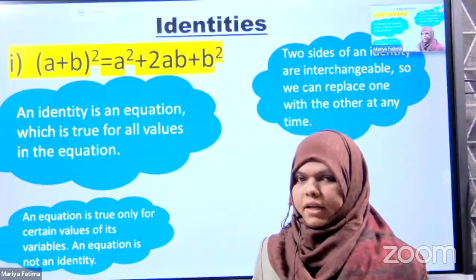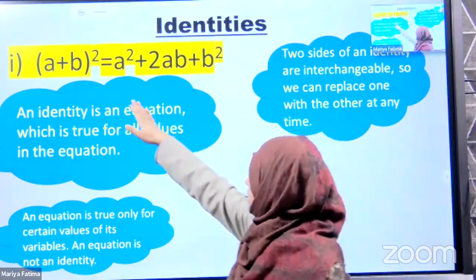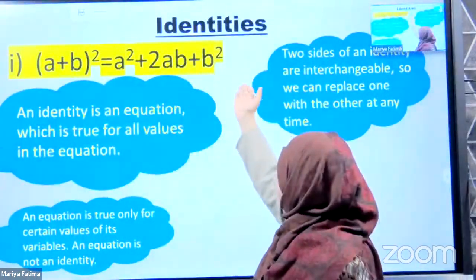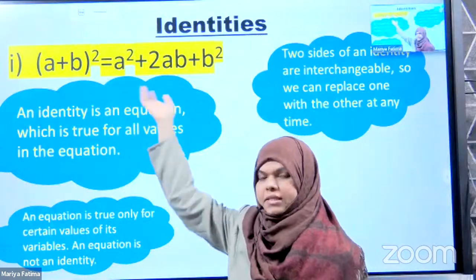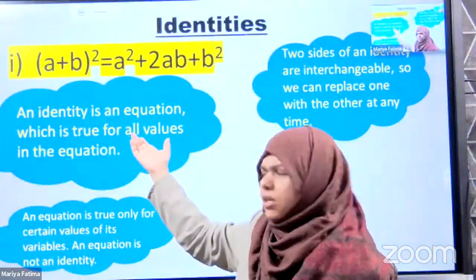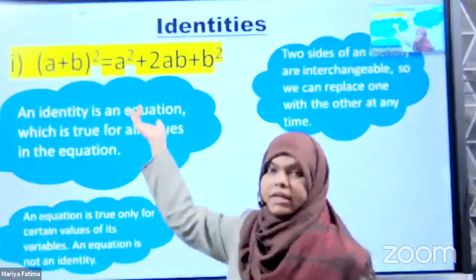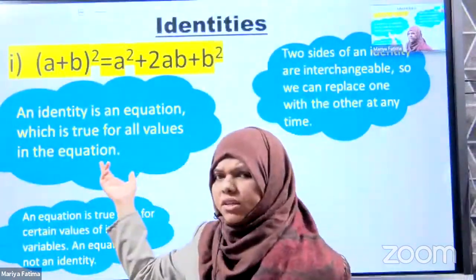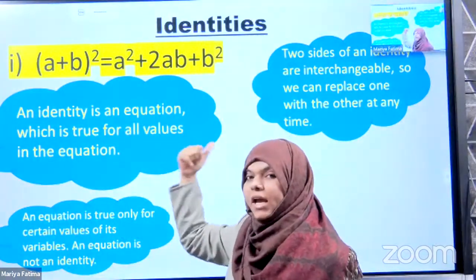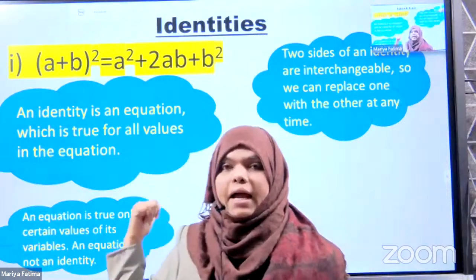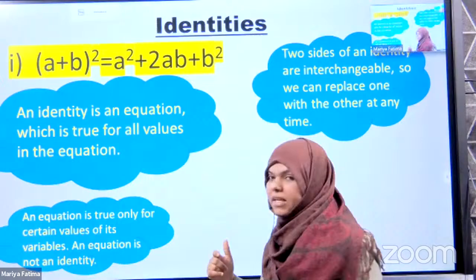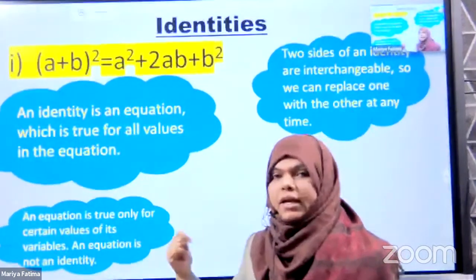What is an identity? See, (a + b) whole square is equal to a square plus 2ab plus b square. I am saying that this is an identity. Is it an expression? No, it has an equal sign. It is an equation. Yes, it is an equation. But why are we calling this an identity? So what is the difference between an equation and an identity?